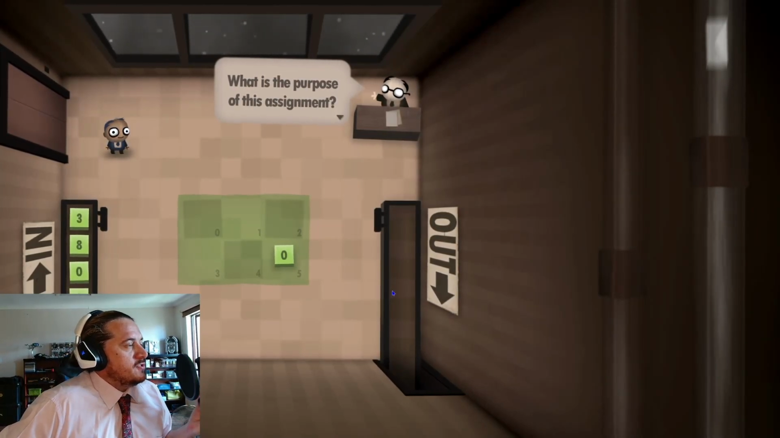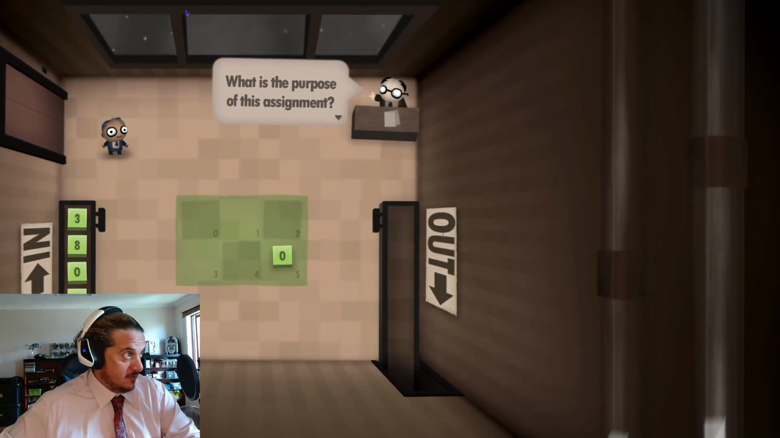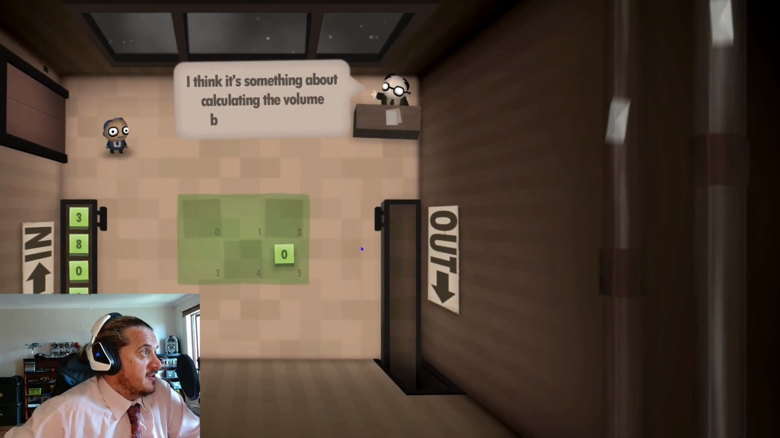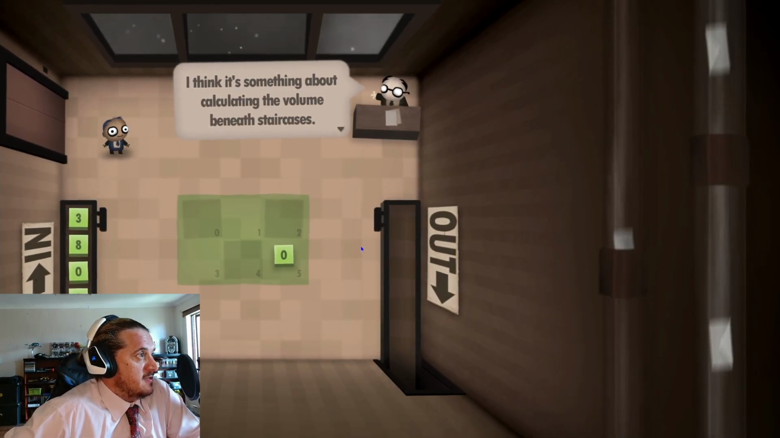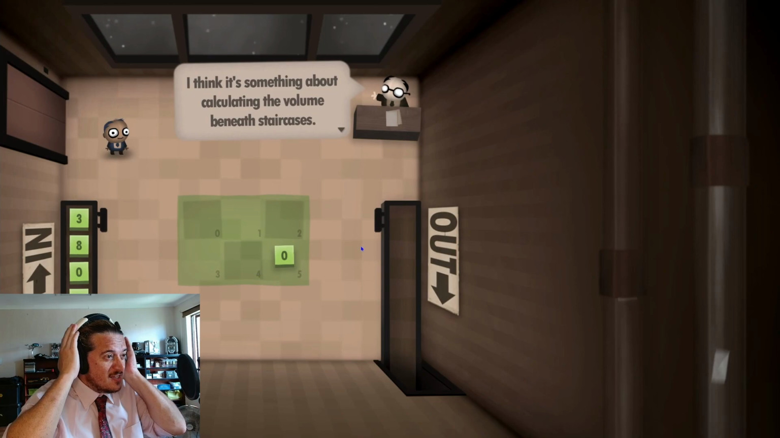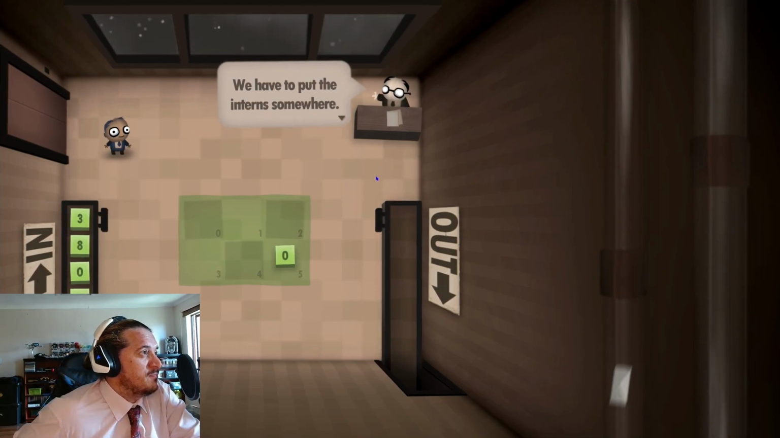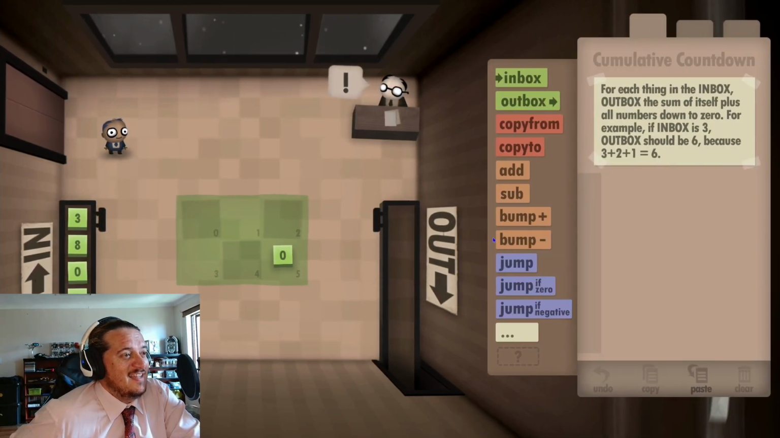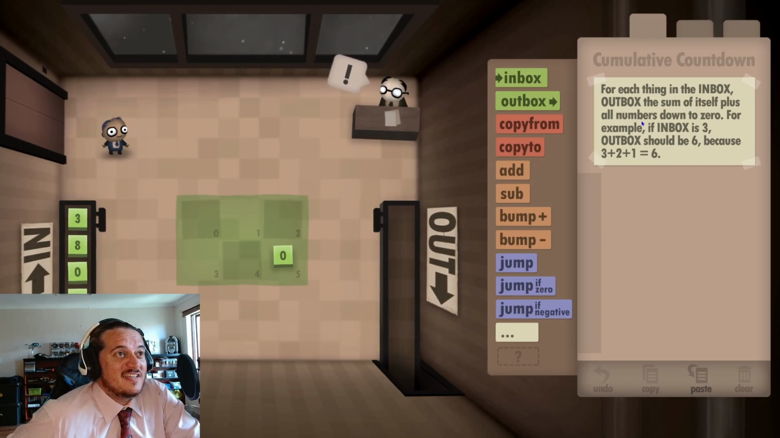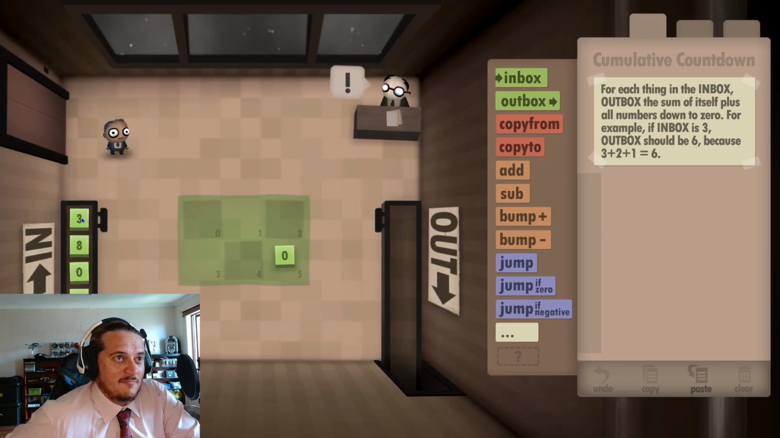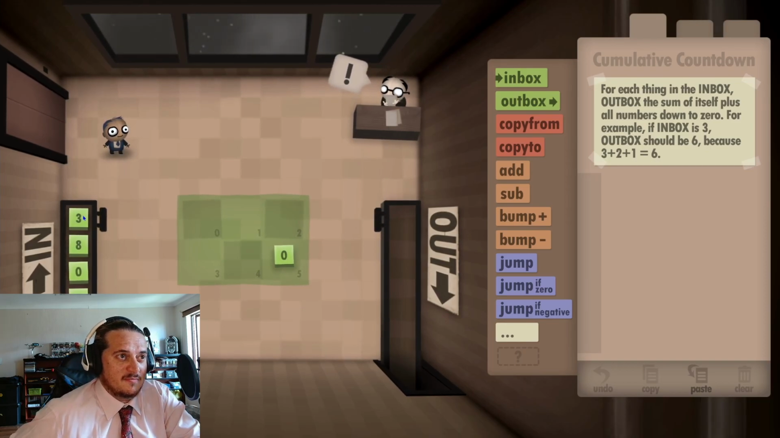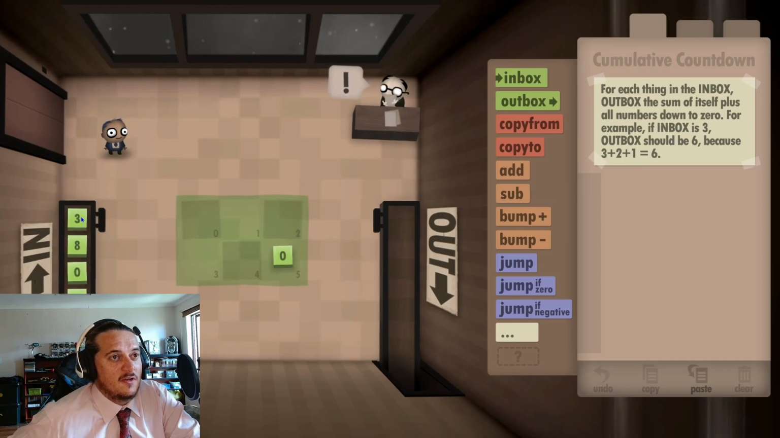What is the purpose of the assignment? I think it's something about calculating the volume beneath the staircases. What? Beneath staircases? You have to put the interns somewhere. Put the interns under the staircase. For each thing in the inbox, outbox the sum of itself plus all numbers down to 0. Oh no, that sucks.